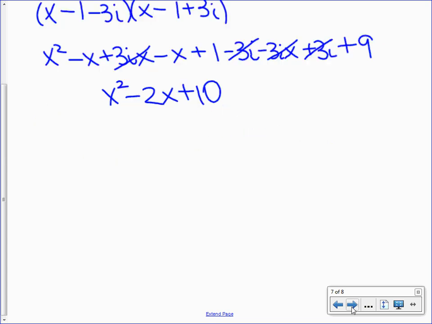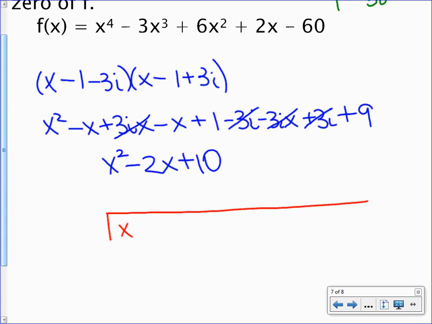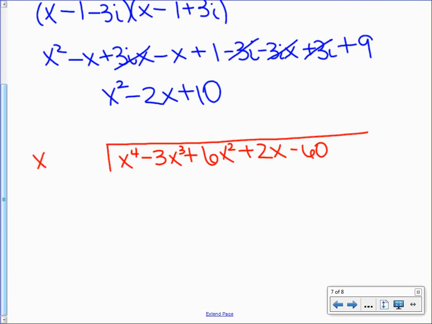You ready? Oh, I lost that second. x to the 4th minus 3x cubed plus 6x squared plus 2x. Okay. And we're going to divide x squared minus 2x plus 10 into that. This should divide evenly because we used zeros to write that quadratic factor. So if you get a remainder that's not 0, you've done something wrong.